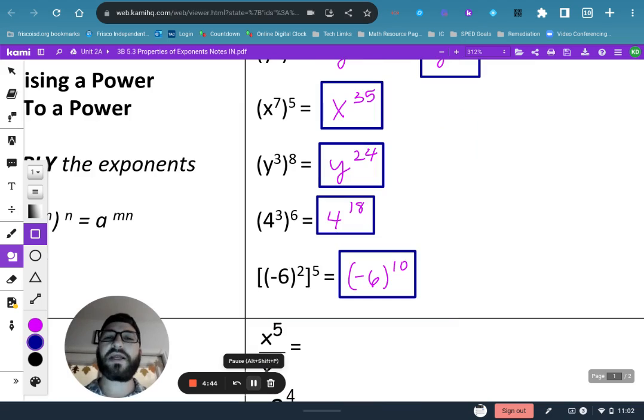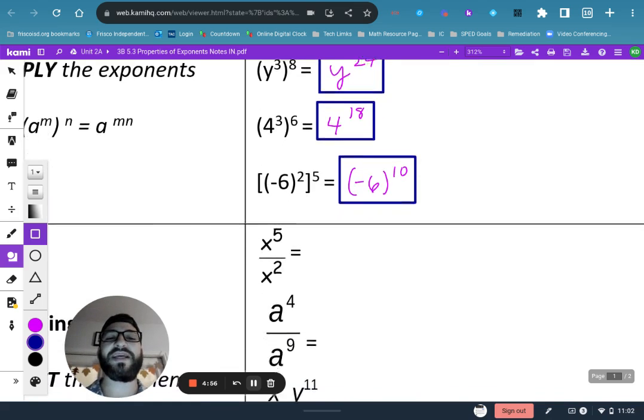All right, so just checking in to make sure that we got everything correct. y to the 3rd to the power of 8. 3 times 8 is 24, so y to the 24th. 4 to the 3rd to the power of 6. 3 times 6 is 18, so 4 to the 18th.